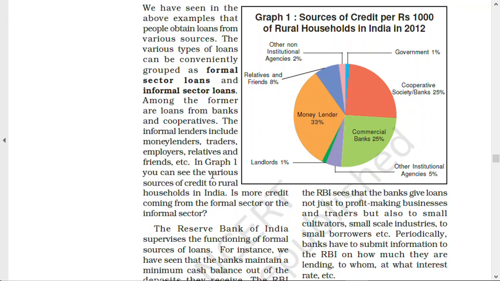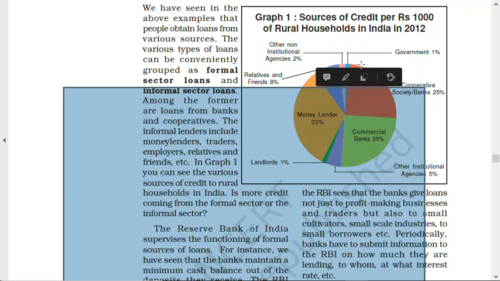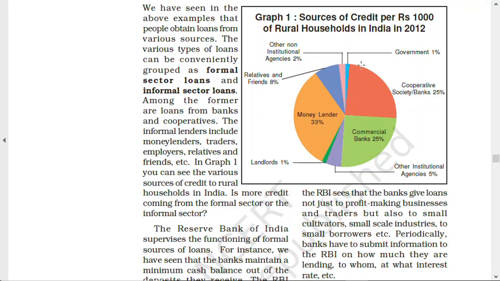In graph 1 you can see the various sources of credit to rural households in India. Is more credit coming from the formal sector or the informal sector? If you look at the diagram here, it says that 33%, that means one third of loans, comes from the money lender because it is easy and quick, right? Commercial bank 25%, cooperative sector 25%, right? And other sources are also there, the landlords and others. Other agriculture institutional agencies are there, that is 5%.